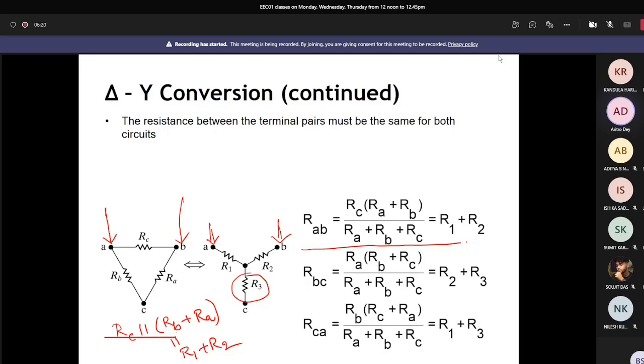This is the equivalent resistance. It must be the same when you convert it. If you have converted correctly, the equivalent resistance between terminals A and B for the star as well as the delta should be the same, isn't it? If you do that, you will get equation number 1. In the same way, you can find the equivalent resistance between B and C. It will be R2 plus R3 equal to the parallel combination of RA and RB plus RC, isn't it?